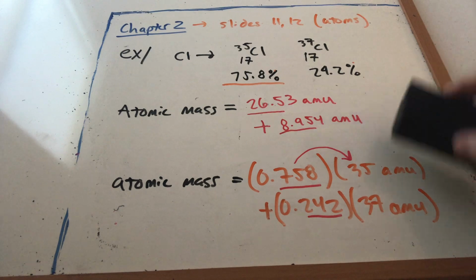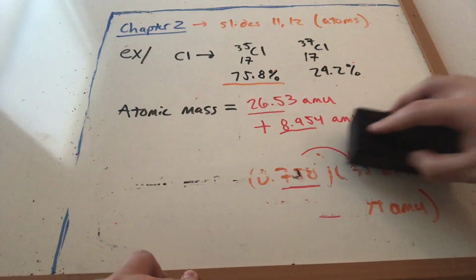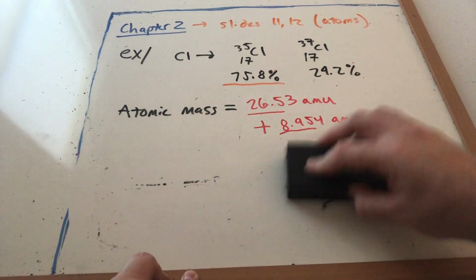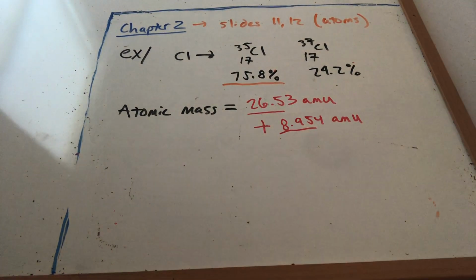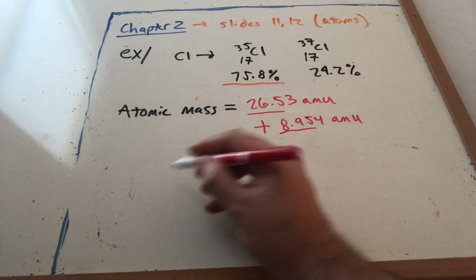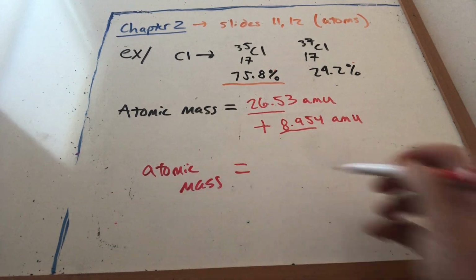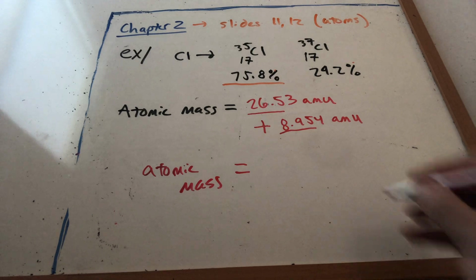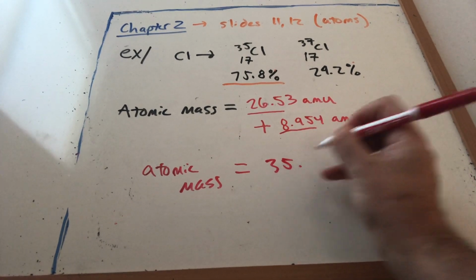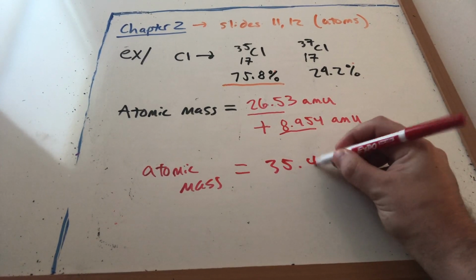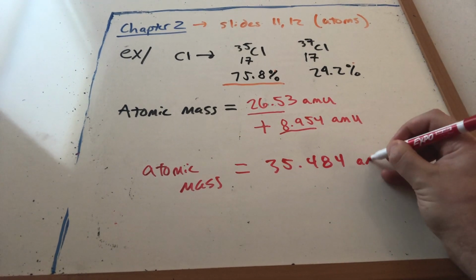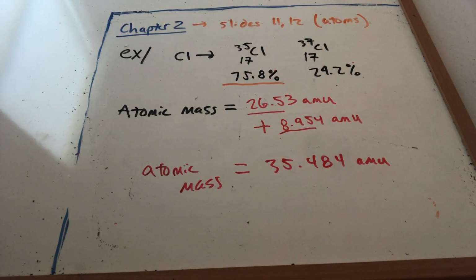Now I can take these 2 unrounded numbers and plug them into my calculator. And what my calculator gives me as an answer for the atomic mass is a value, and again, as always, please check my work, 35.484 AMU. Now, if I plug this into Chem 101, it'll probably yell at me because I am not using correct significant figures.